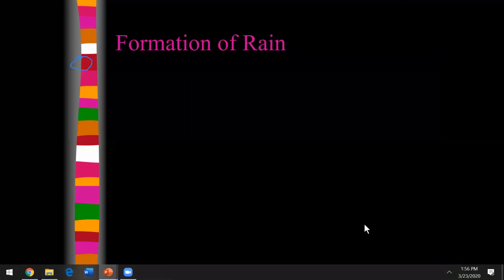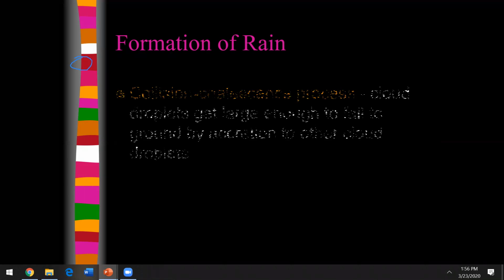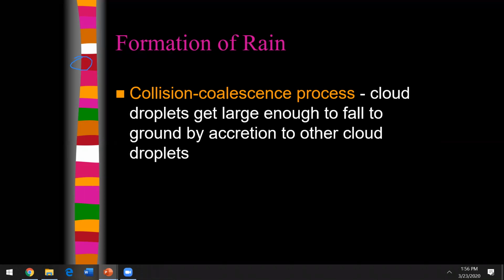Okay, so that brings us to rain. Okay, we've got fog, we've got clouds. Now how about some rain? How do we get rain? Well, there are two ways that we get rain. One is called the collision coalescence process, and this one is really easy to understand. It's where cloud droplets get large enough to fall out of the cloud under the influence of gravity.